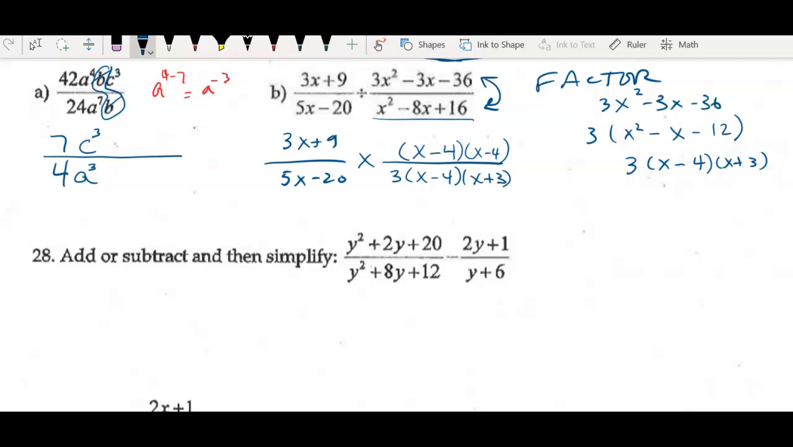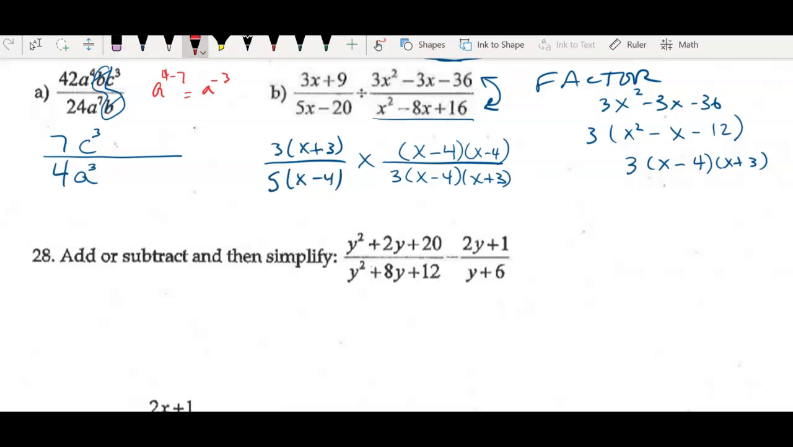The first part stays the same, except I'm going to do the same here. Now take a look. 3x plus 9. Let me factor that. 3x plus 3. And then 5x minus 20. Let me factor that. 5x minus 4.